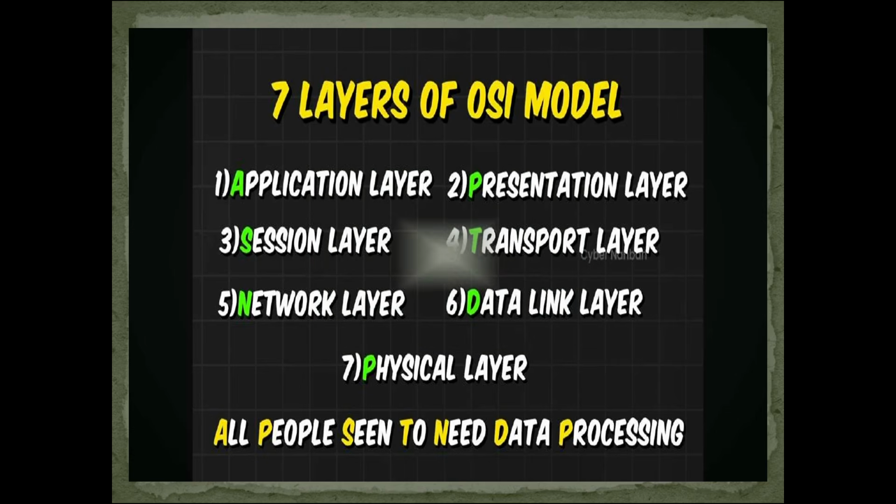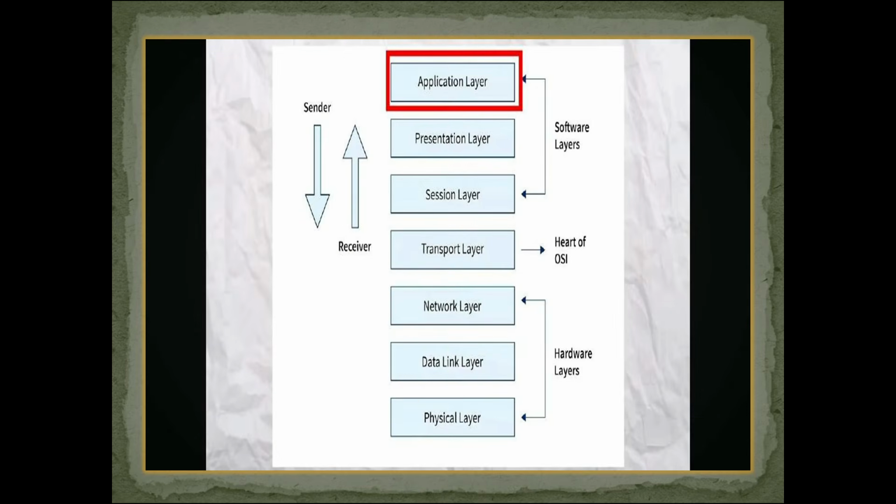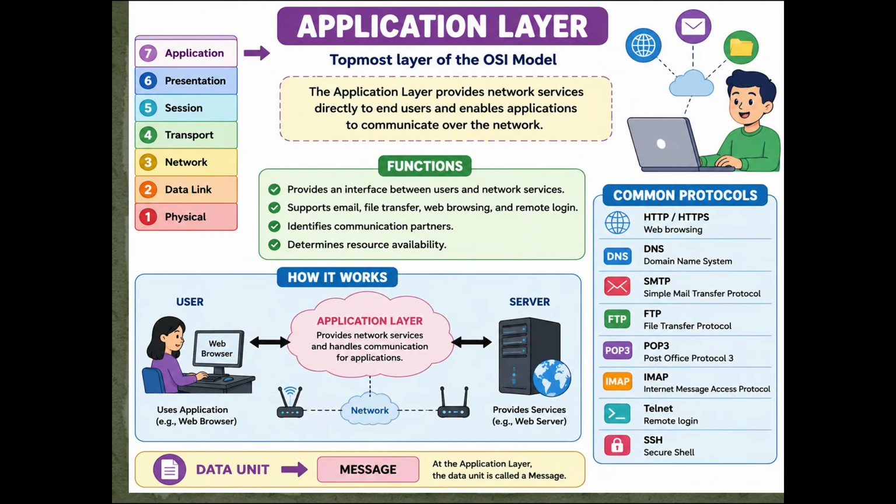The 7 layers of the OSI model are application layer, presentation layer, session layer, transport layer, network layer, data link layer, physical layer. In order to remember all these 7 layers, we can use this sentence: All People Seem To Need Data Processing. We can remember the first letter of each word in this sentence in order to remember all the 7 layers of the OSI model.